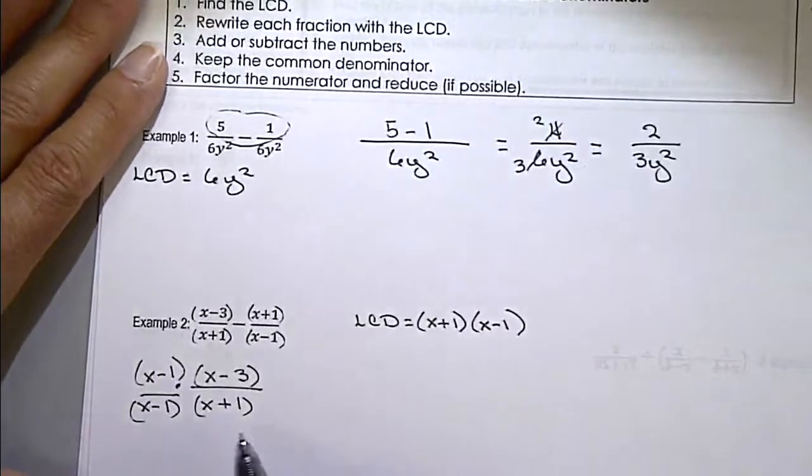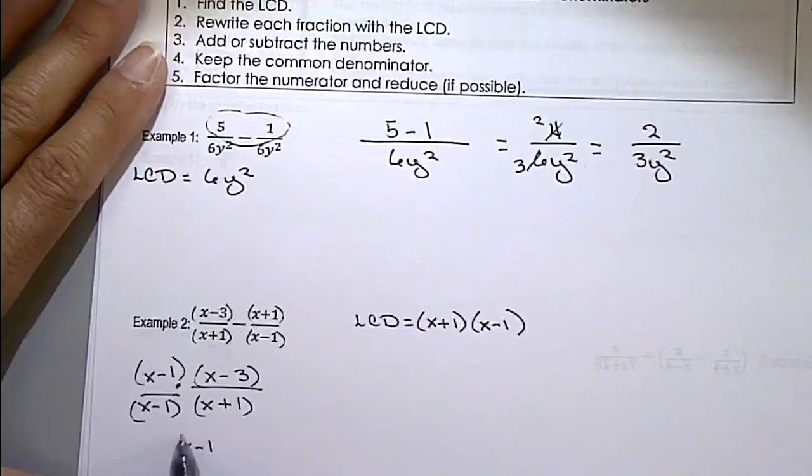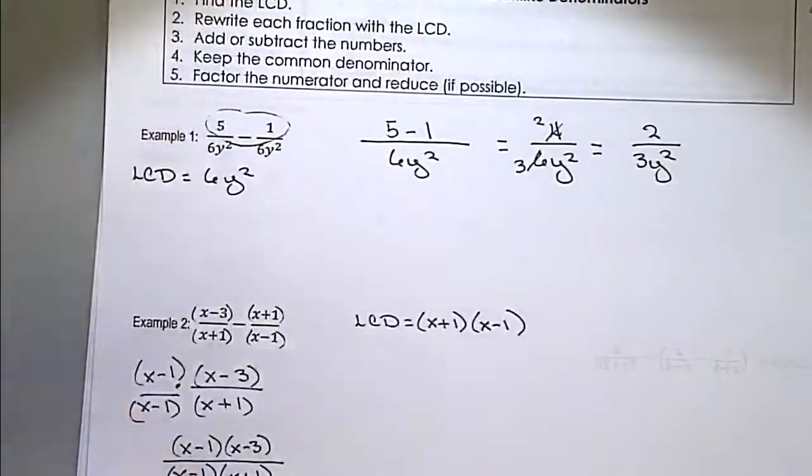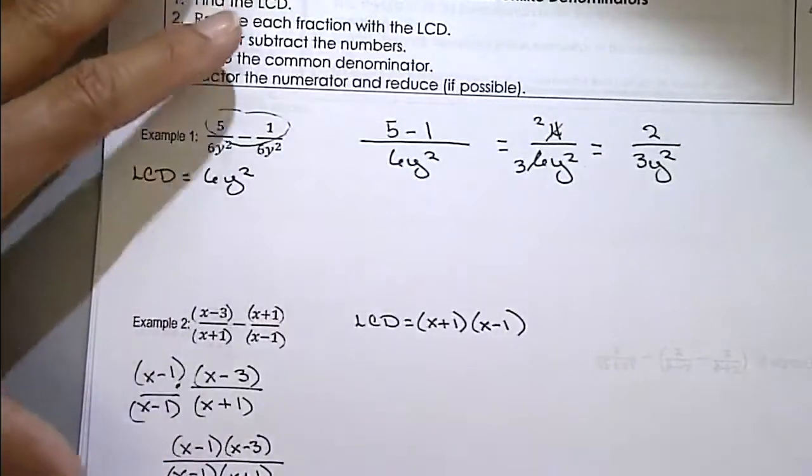So what happens now? Well, this one becomes x minus 1 times x minus 3 over x minus 1 times x plus 1. Now, normally you're looking at it and say, well, I can reduce. You don't want to reduce. You just did the reverse of that so that you could get these things common.